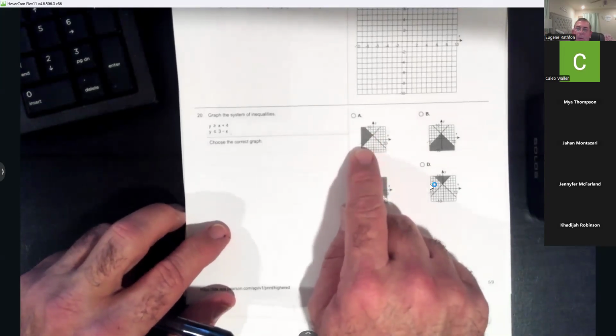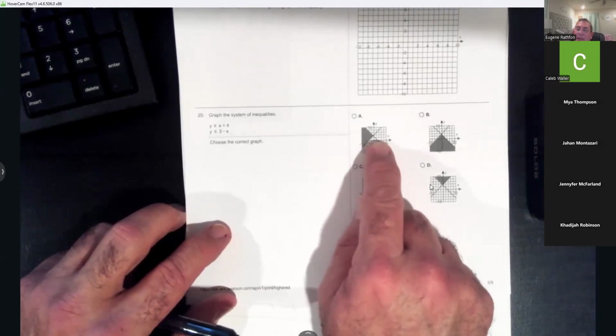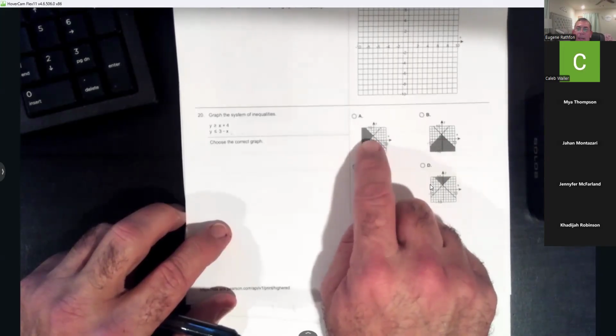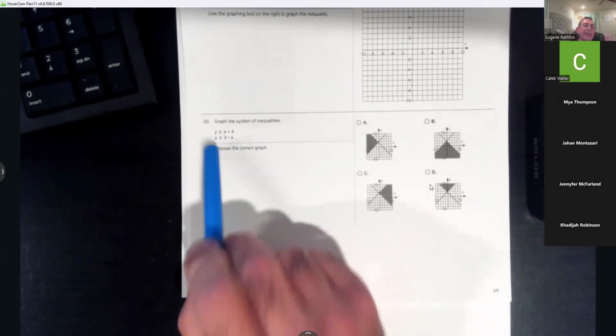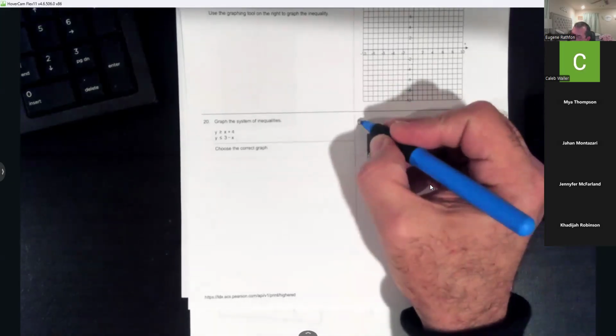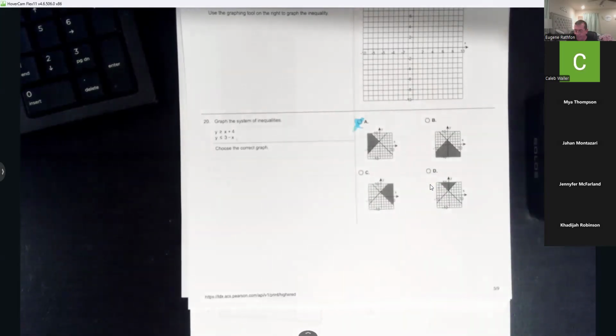Every time I've done this problem, it's that same picture, okay? They move the picture around, but every time I done it the other day and today, it was that same picture A. Now, if they change them greater thans and less thans around, you might get a different picture. But I'm just saying, every time I done it, it was that picture right there. So we would have picked A for me on that one.